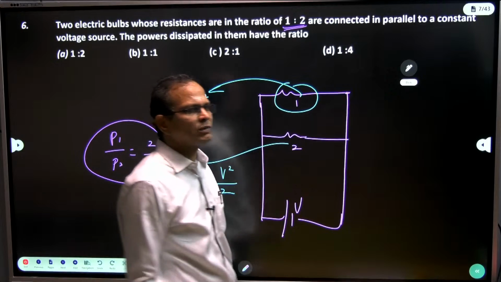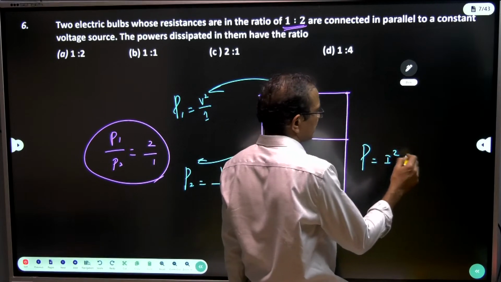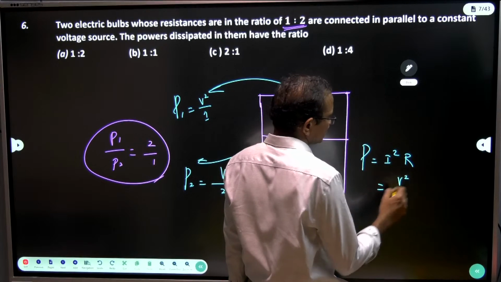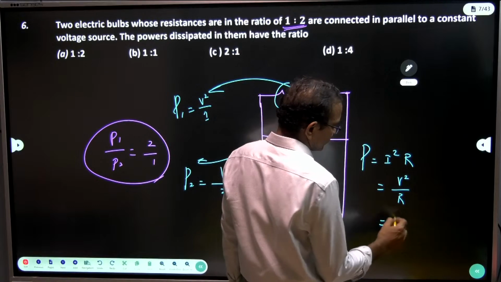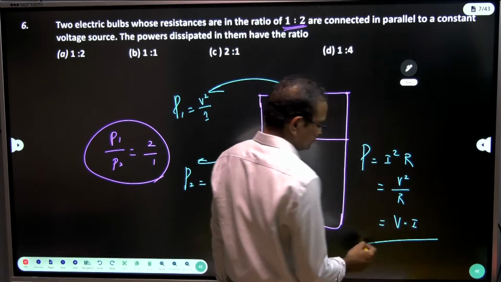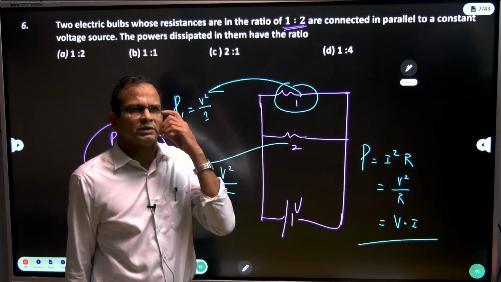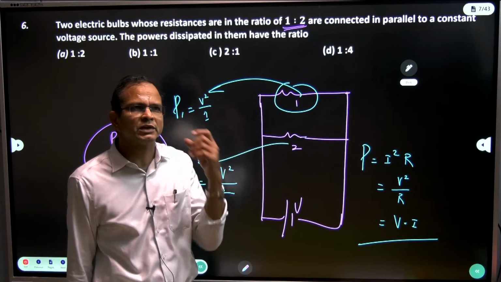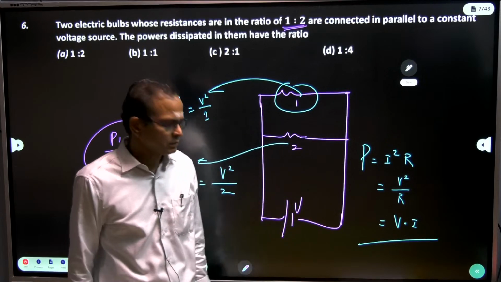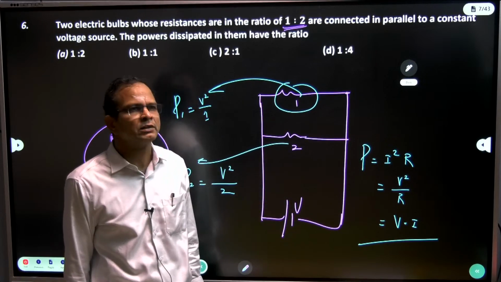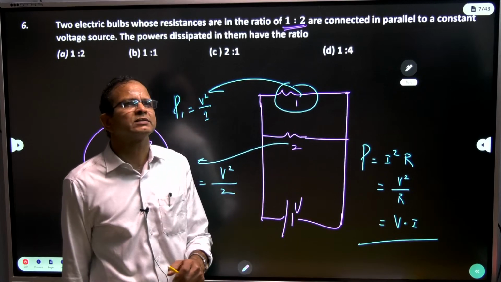Tell me what formulas you know for power. I square R, V square by R, E square by R, V into I. Depending on the situation we can use any of them. If the resistors are connected in series... Come on, Dakshin.